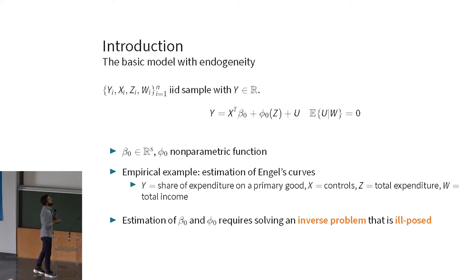Now, just to introduce one more example, an empirical example that often arises for this equation is the estimation of an Engel curve, which is essentially a demand function. So here we have that y, in this empirical example, is the share of expenditure on a primary good, x is a vector of controls, and z is the total expenditure of the household. Here the endogeneity arises because there are unobserved elements in u which have a direct effect on the share of expenditure of the household and a direct effect on the total expenditure. And normally the instrument that is introduced to control for this endogeneity is the total income of the household.